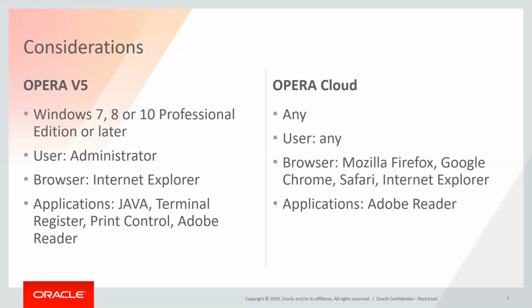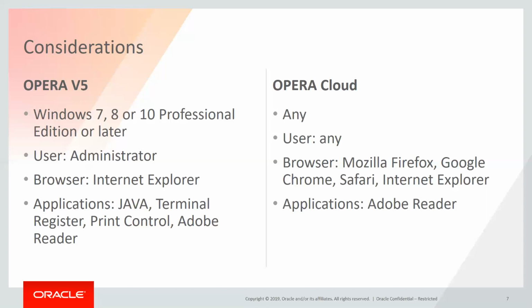The browser to run Opera version 5 will be Internet Explorer only. And finally, the applications you will need to install are listed here on the screen, which are Java, Terminal Register, Print Control, and Adobe Reader. We will go over each of them in particular shortly.